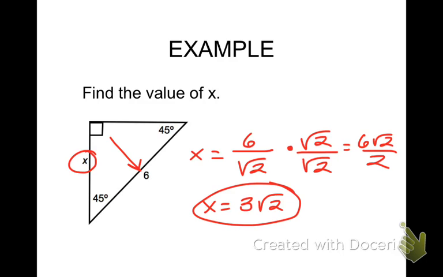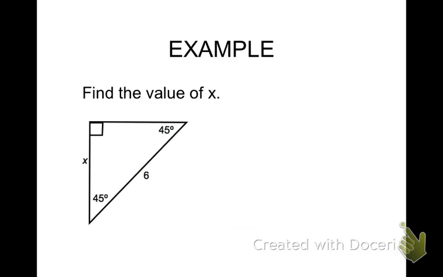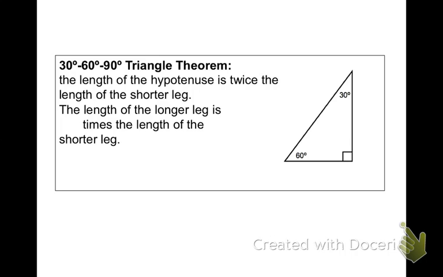Leg to hypotenuse: multiply the leg by the square root of 2. Hypotenuse to leg: divide the hypotenuse by the square root of 2. Okay? All right, so on to the back. 30, 60, 90 gets a little bit more tricky. So go ahead and write this first, and then we can dive into it a little bit better.